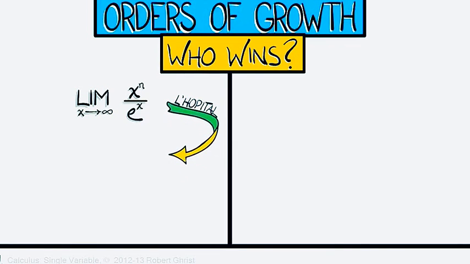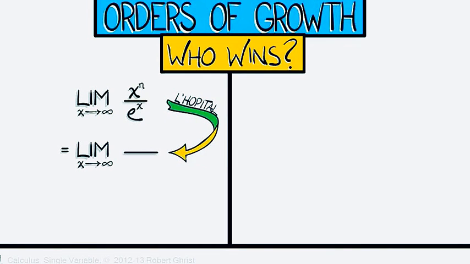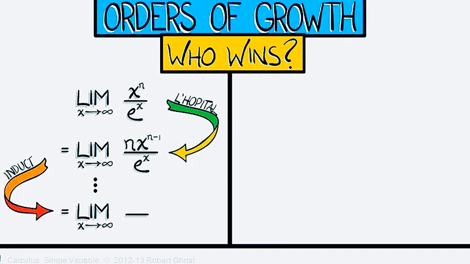Well, if we use L'Hopital's rule, then what do we get? In the derivative of the numerator, we have n times x to the n minus 1. The denominator, of course, remains fixed at e to the x. Now, if we continue doing this, applying L'Hopital's rule, then eventually, since n is a positive integer, we will get something times x to the 0. That something is, as you can check, n factorial.